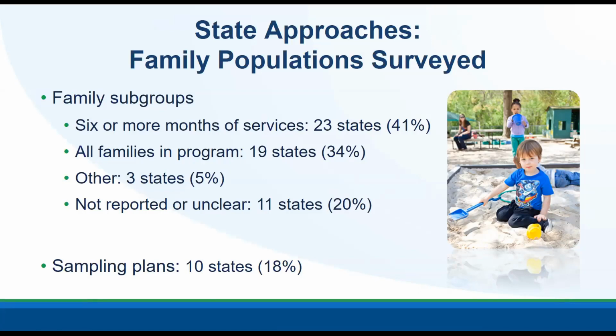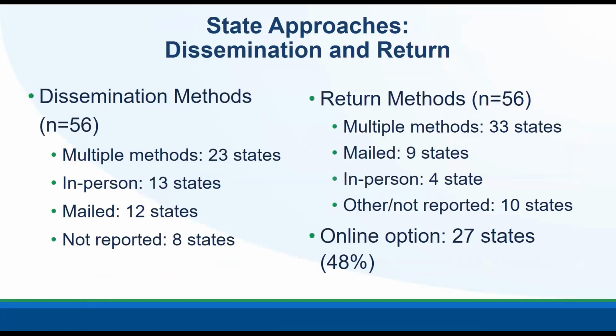So next we're going to look at a little bit more about the dissemination and return approaches used. So dissemination methods really refers to the way or ways in which the states are getting the survey to the intended families. For dissemination, we see that 23 states are using multiple methods, which just means that they're using more than one method, and it could be any combination.